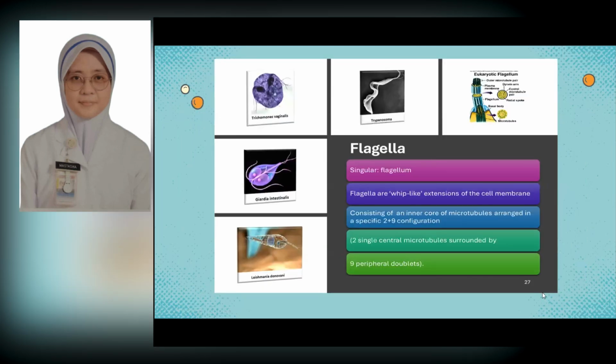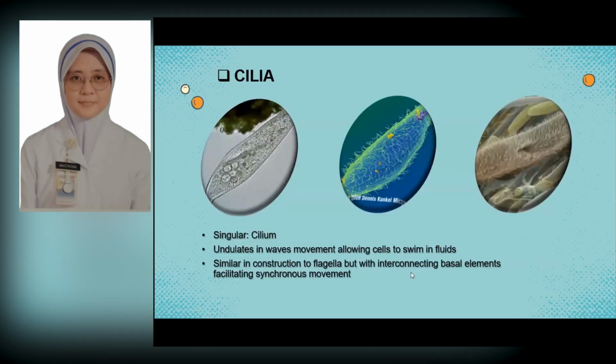Okay, next is flagella. The singular is called flagellum. Flagella are whip-like extensions of the cell membrane consisting of an inner core of microtubules arranged in a specific configuration: two single central microtubules surrounded by nine peripheral doublets. Next is cilia. The singular is called cilium. It undulates in wave movement, allowing cells to swim in fluids. It is similar in construction to flagella, but with interconnecting basal elements, facilitating synchronous movement.